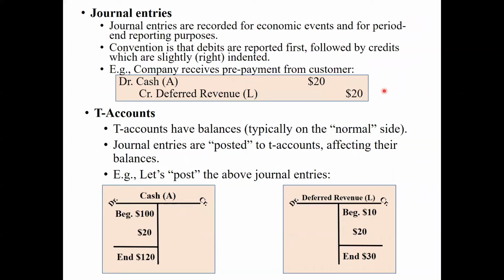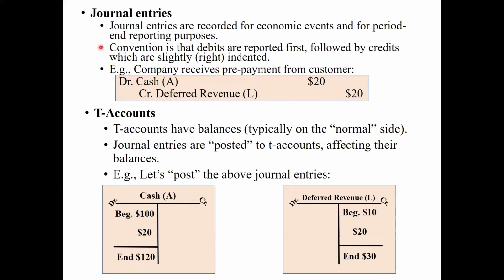Journal entries are entries, and we record them when economic events occur, and we also sometimes record them when a period end happens, and we need to fix certain balances for year-end reporting, period-end reporting purposes. So a journal entry is just an entry into a journal. It has the account name that you're making the entry to. It has the amount that you're making the entry and whether it's a debit or a credit. And journal entries need to have the same amount of debits as they have credits, okay?